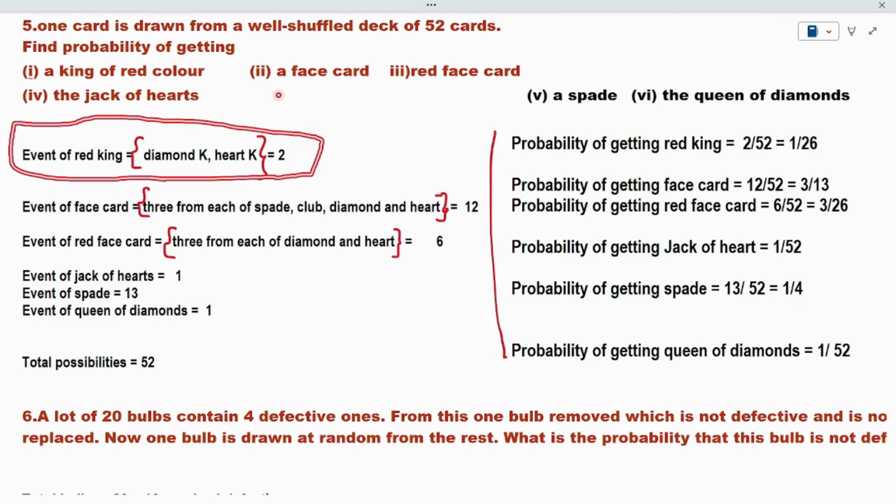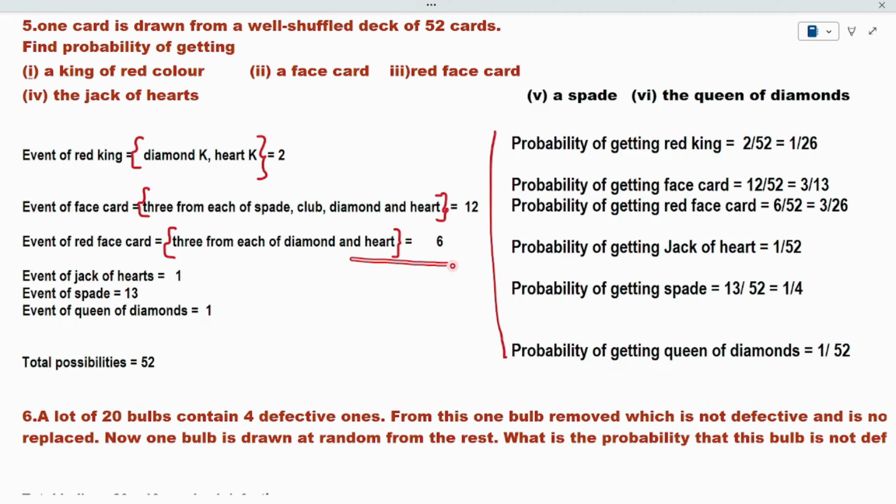Then come to the event of getting a face card. How many face cards do I have? I have a total of 12 face cards. So the event of face card is equal to 12. Then come to problem number 3, red face cards. What is the event of a red face card? I have 26 red cards. How many face cards do I have? 3 into 2, 6. Total 6 face cards. Why? Because I have 3 face cards in the heart as well as 3 face cards in the diamond. So total 6 face cards. So we got the event of the third question also.